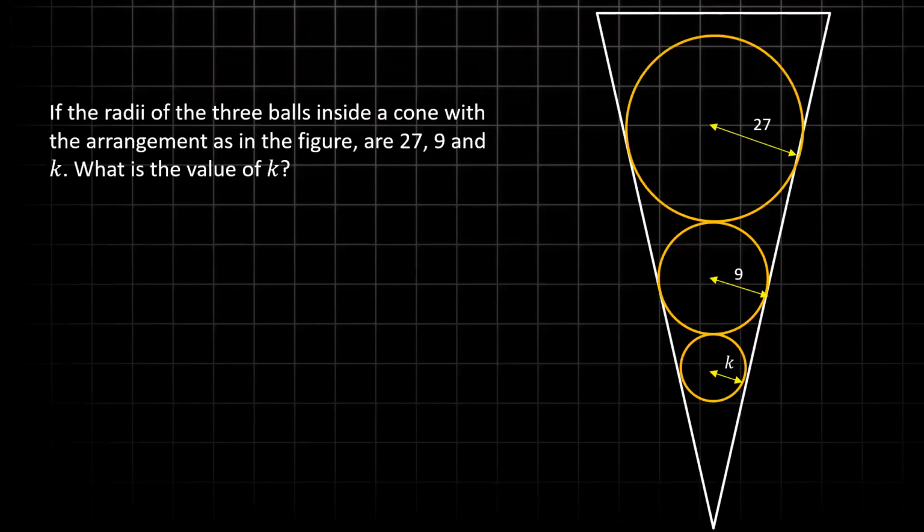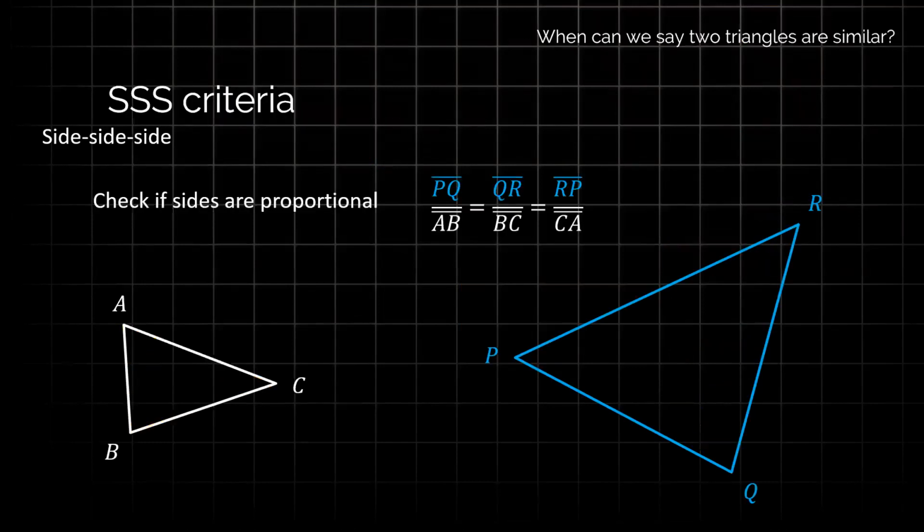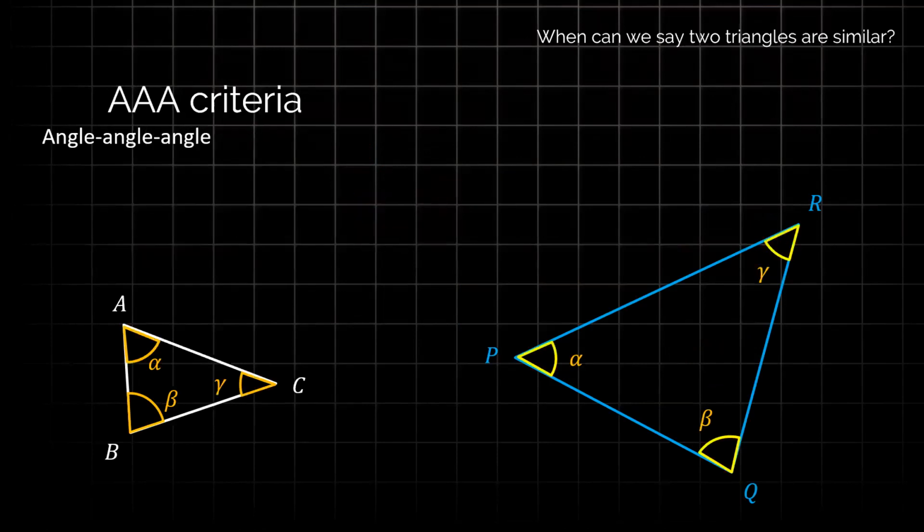Chill. We did all this, but I was discussing the SSS criteria. That was done. Scales have to be proportional. SAS was discussed. There must be an angle. That was discussed.